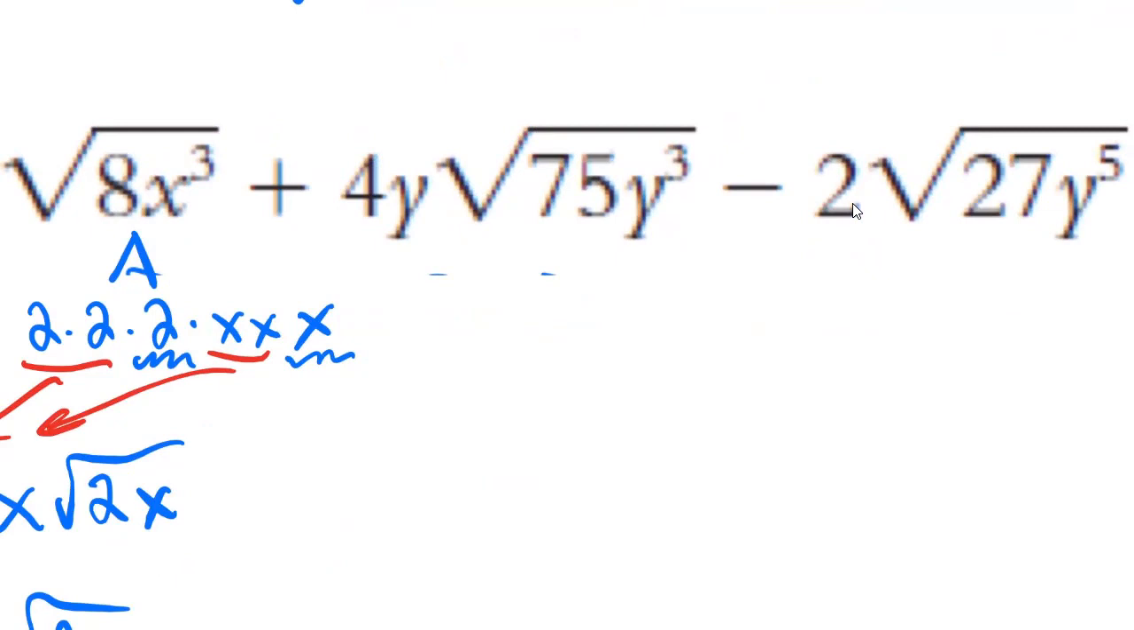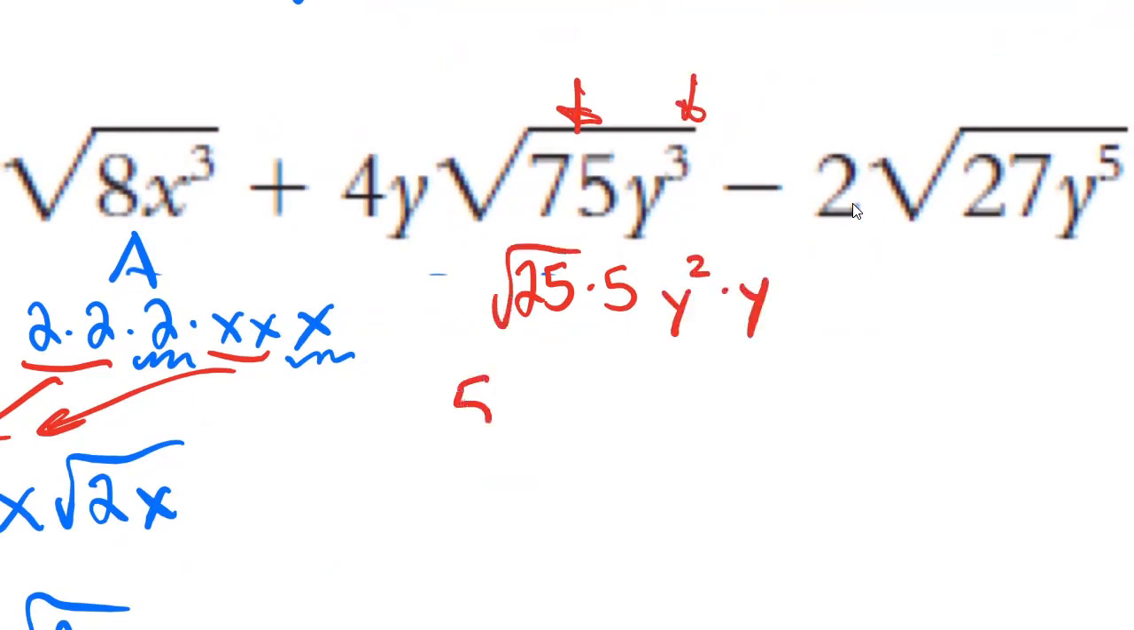Maybe you're going through the process of thinking about perfect squares. I can see the perfect square within 75 is 25. So this is going to kick out a 25 and 5. And then y squared, there is a perfect square within y cubed, is a y squared times y. So the square root of 25 is 5. Square root of y squared is y. And I'm left with a 5y inside my radical.